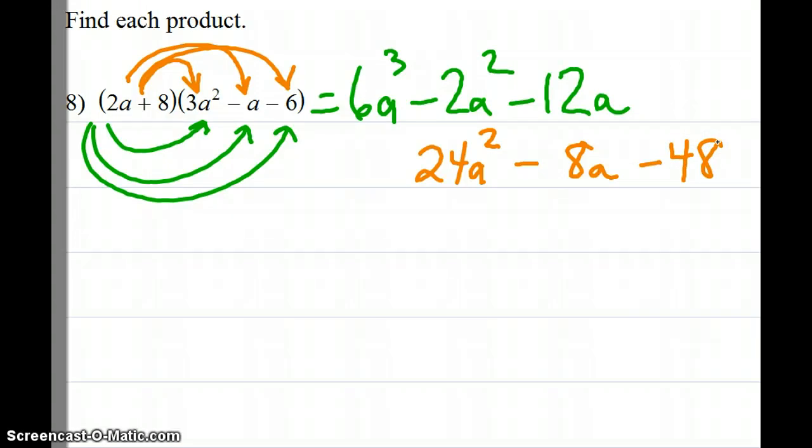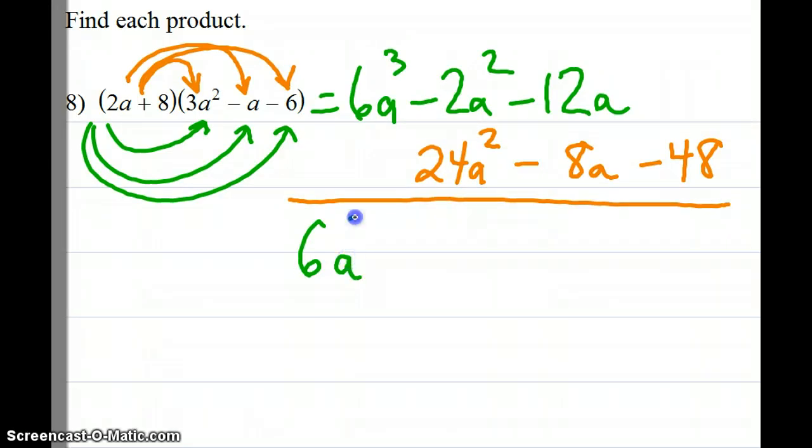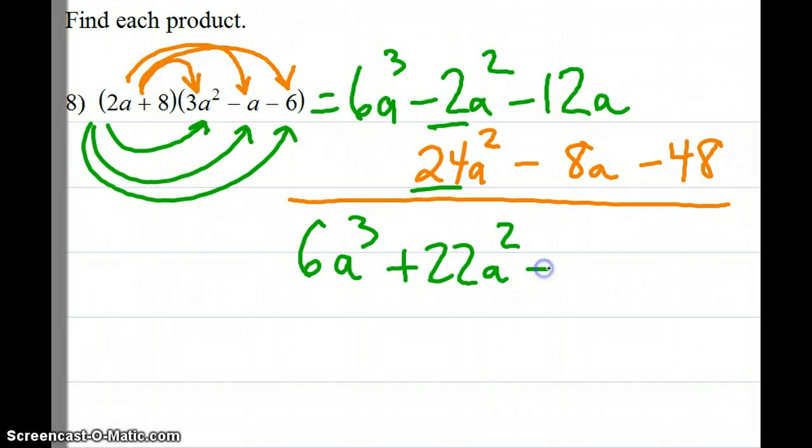Notice you should have 3 terms. Our last step is to combine. Final answer will be a 6a cubed. 24 and a negative 2 is still a 22a squared. Don't do anything with the powers. Minus 20a minus 48.